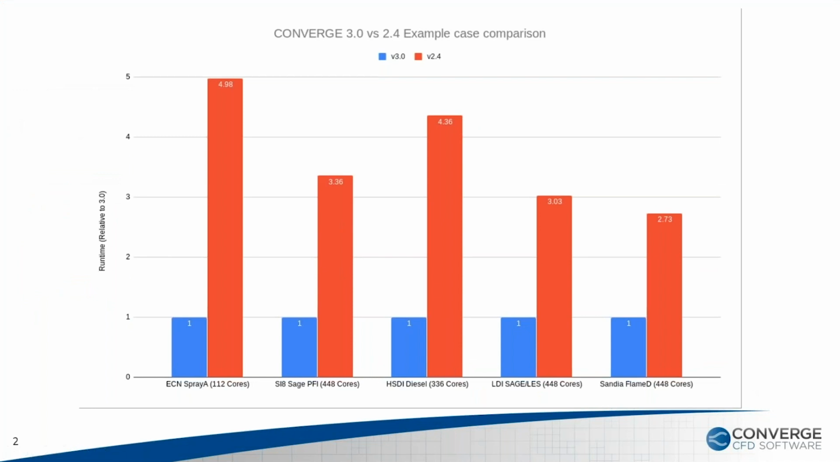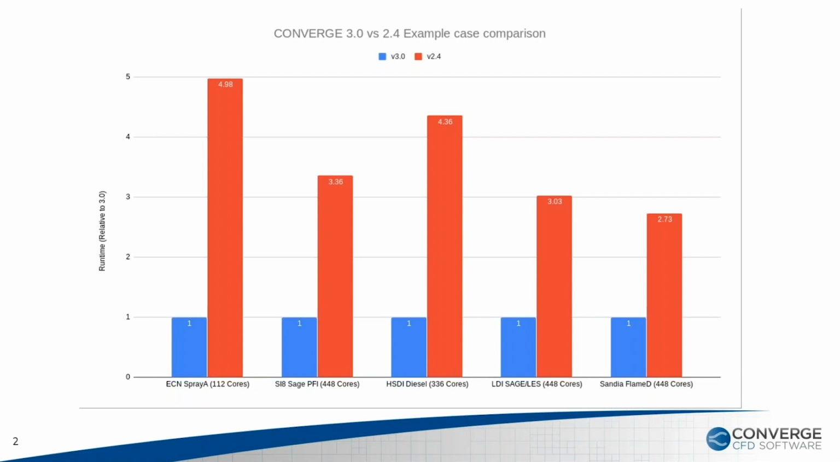The plot shown here compares runtimes of typical engine simulations with version 3.0 versus version 2.4, the previous version, on a high number of compute cores. You can see here for real engine cases, the runtime for an engine cycle was reduced 60 to 75% in comparison to version 2.4 when run on a high number of cores.